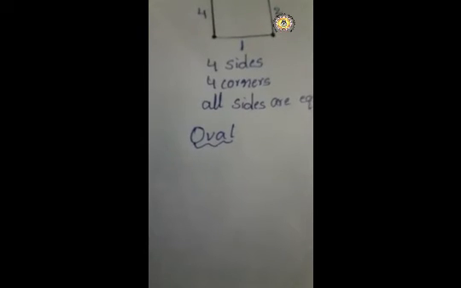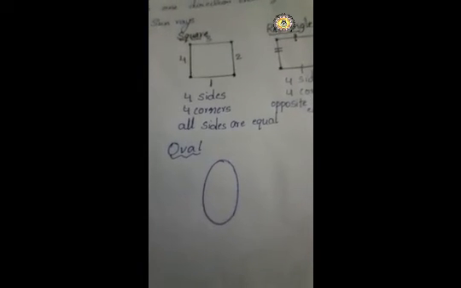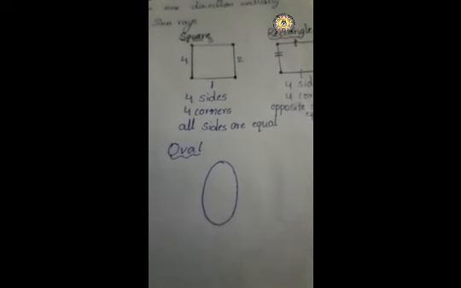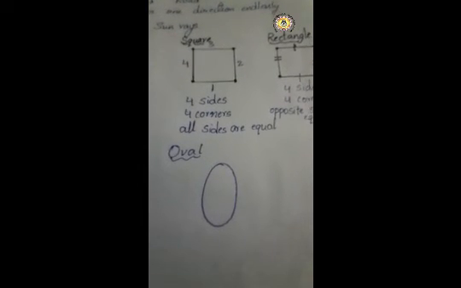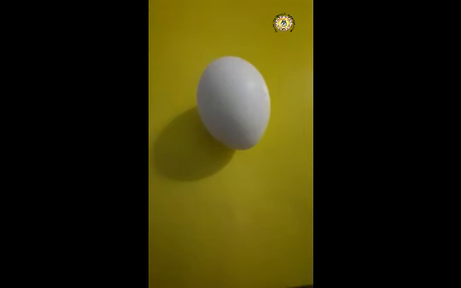Next one is the oval. Children, for this oval, are there any line segments, meaning sides? No, 0 sides, and there are no corners, meaning 0 corners. An example for an oval is an egg.